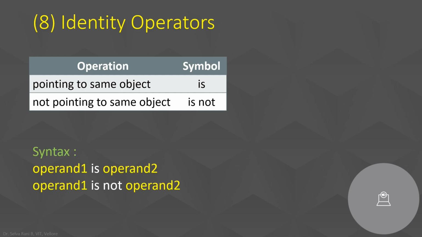The syntax here is operand 1 is operand 2. If both the operands are pointing to the same object, it will return true. Otherwise, it will return false. Operand 1 is not operand 2. Here it is checking whether both the operands are not pointing to the same object. If so, it will return true. Otherwise, it will return false.